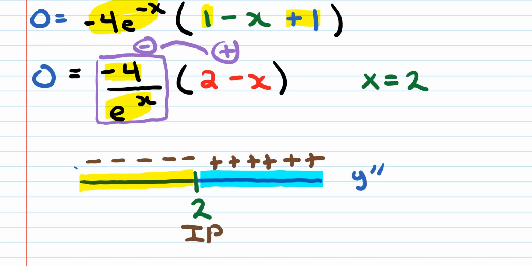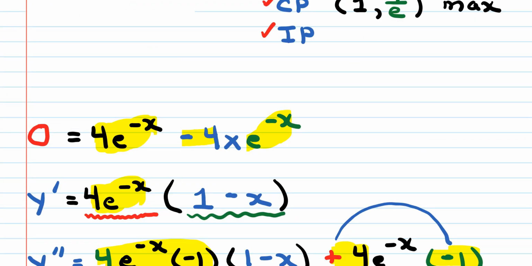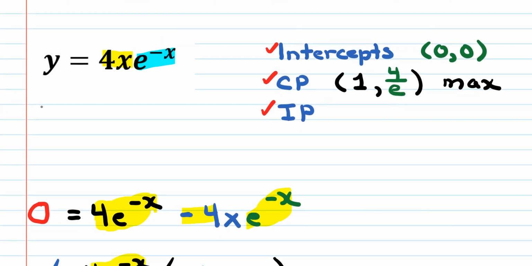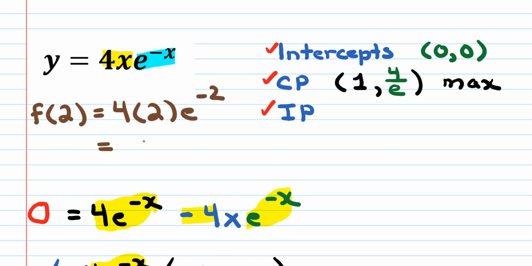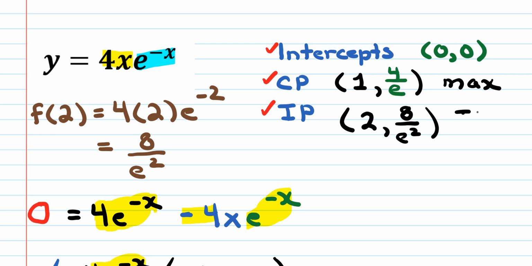Okay, so let's go back to the original problem here, and let's go ahead and figure out what f of 2 is, right? So we know that there's an inflection point at x equals 2. So if I plug that in, I get 4 times 2, and then e to the power of negative 2. And this is really 8 divided by e squared. Okay, so what that really means now is at the point 2 comma 8 over e squared, I have an inflection point. Okay, so there you go.